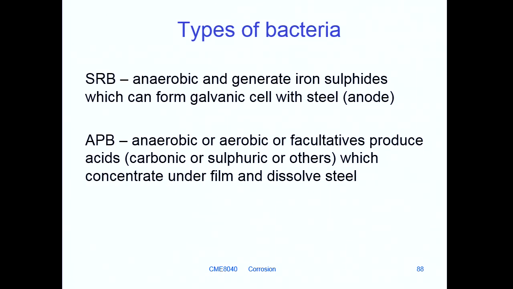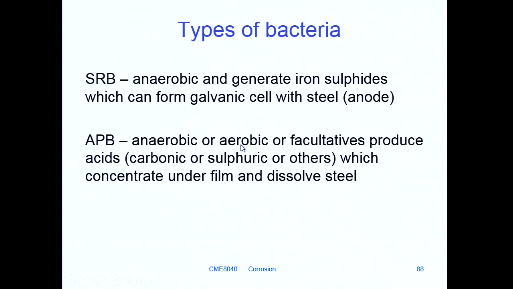So that's the sulfate reducing bacteria. The acid producing bacteria are quite a big range of bacteria of different types. Some of them are anaerobic, don't like oxygen. Some of them are aerobic and require oxygen to survive. And some of them are even trickier and will live in both environments. They're quite happy to live with or without oxygen, facultatives. So they're quite tricky to get rid of. And they produce a range of acids.